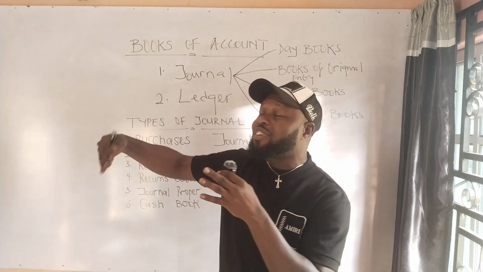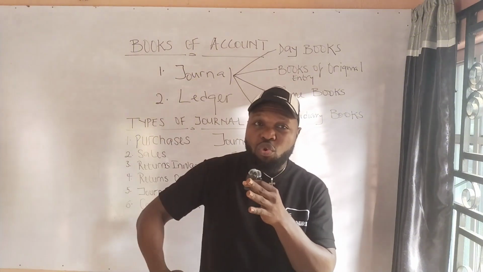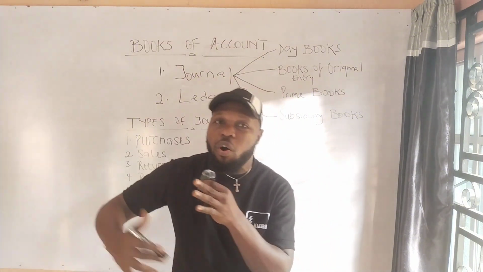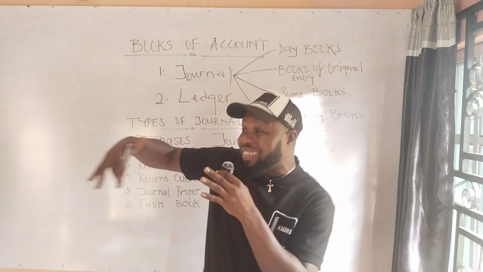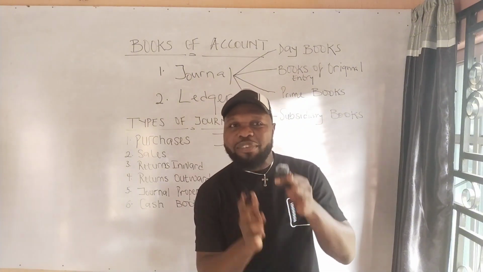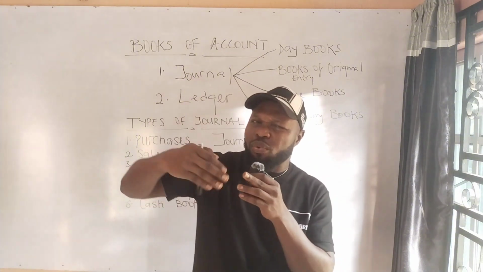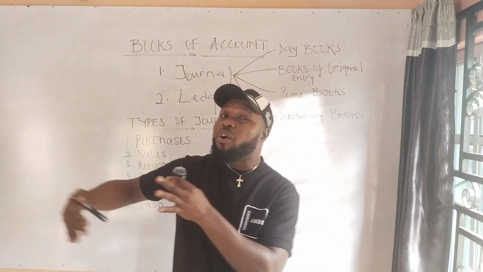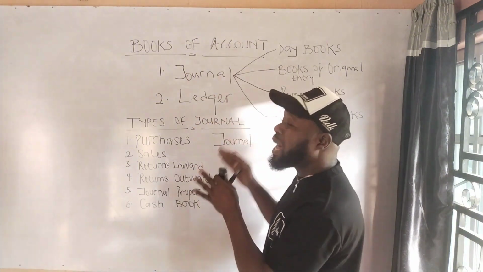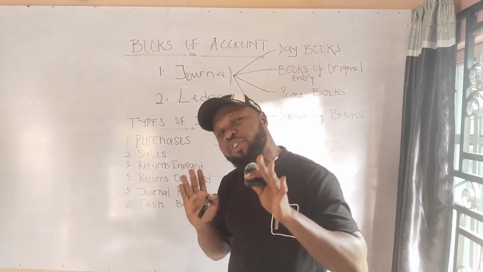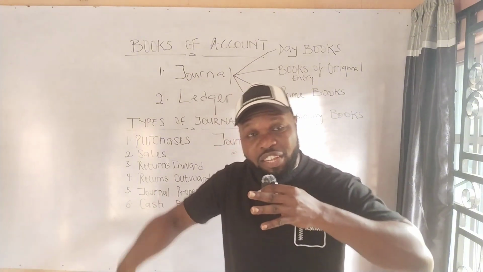Now, when all these transactions are carried out, there is a particular book in which you must record all of them, in order to enable you to determine at the end of the day whether you have made profit or you have made loss. You now see, this particular book in which you record all these transactions is what we refer to in accounts as journal.